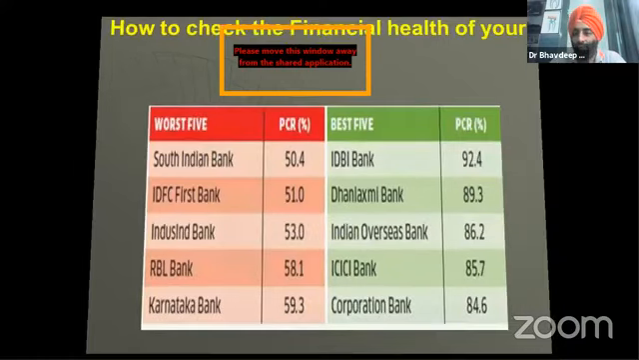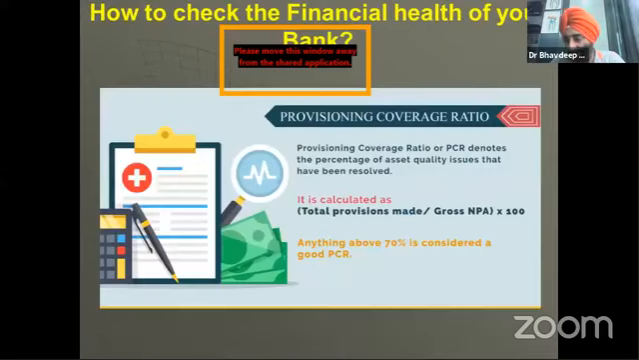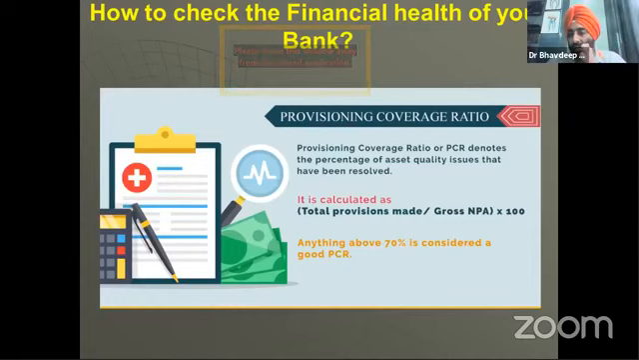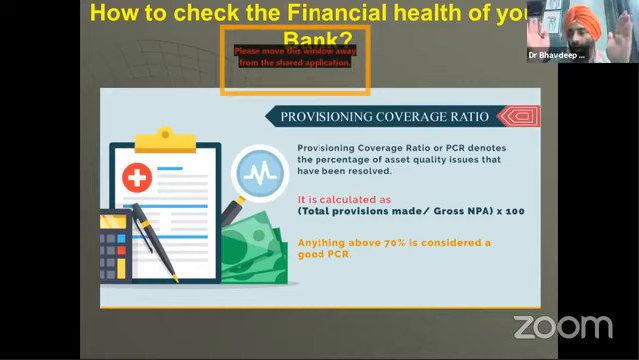So the provision coverage ratio is basically the percentage of asset quality issues that have been resolved: provisions made divided by the gross NPA. Again, a percentage figure comes into play. If provisions are 10%, the NPA is over that. So they have made a margin from their profit only, so that they don't need to show their losses. We will eat less, take less profit, but we will not show our bad loans. That is the way banks fudge the figures, and that is where the problems sometimes happen.